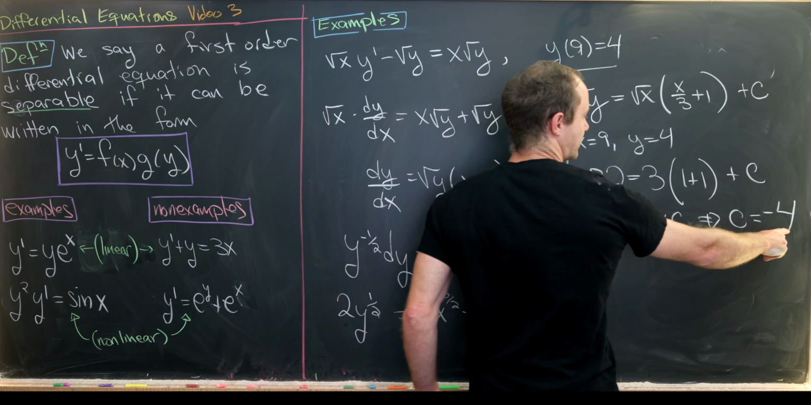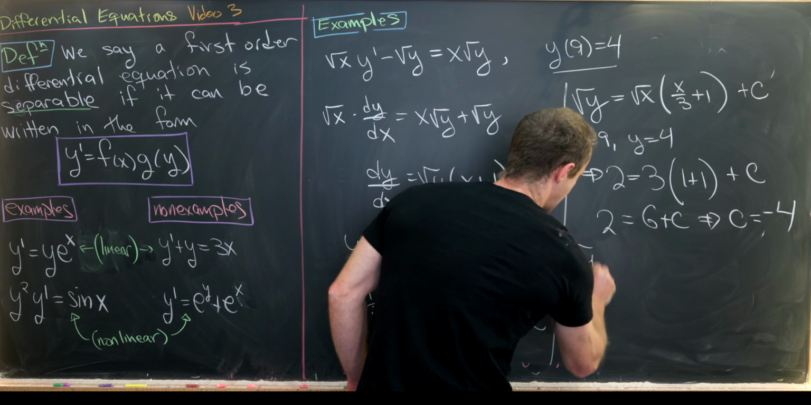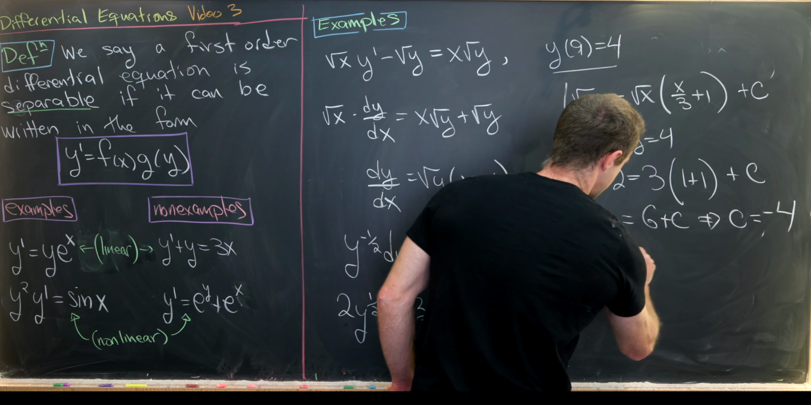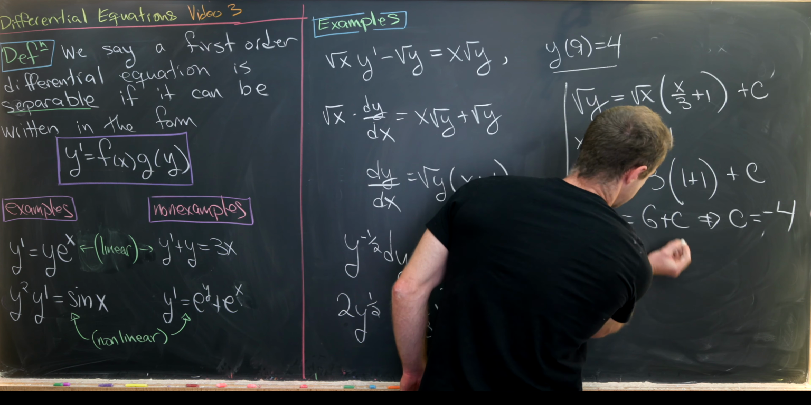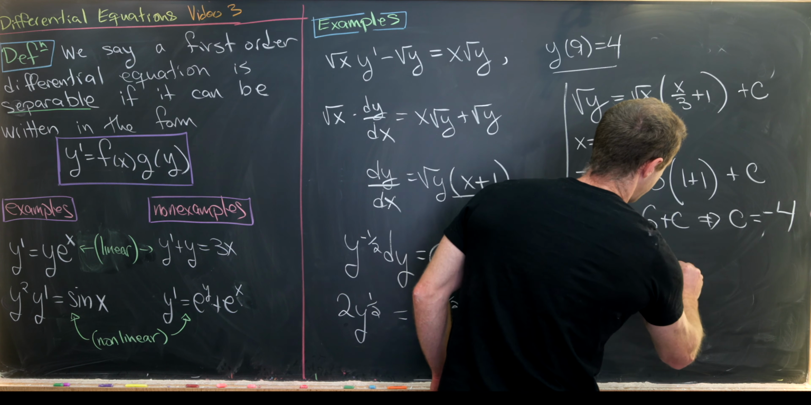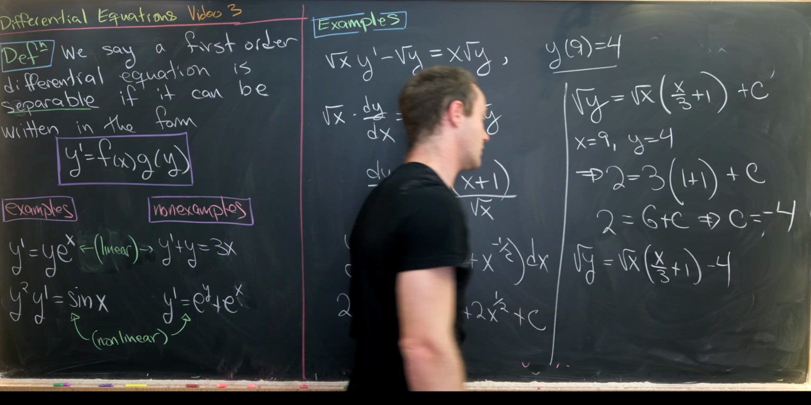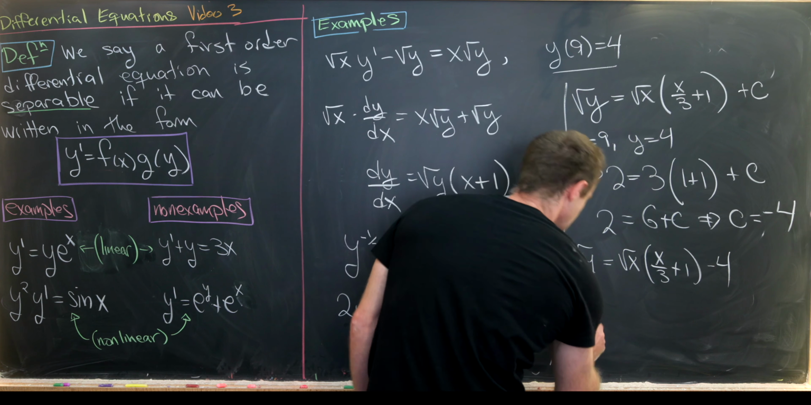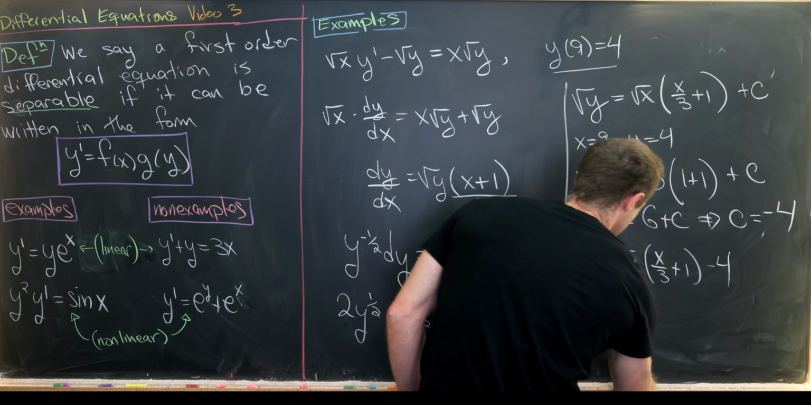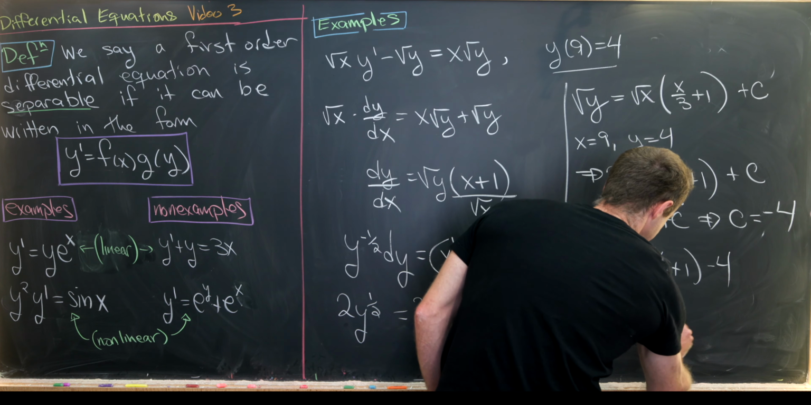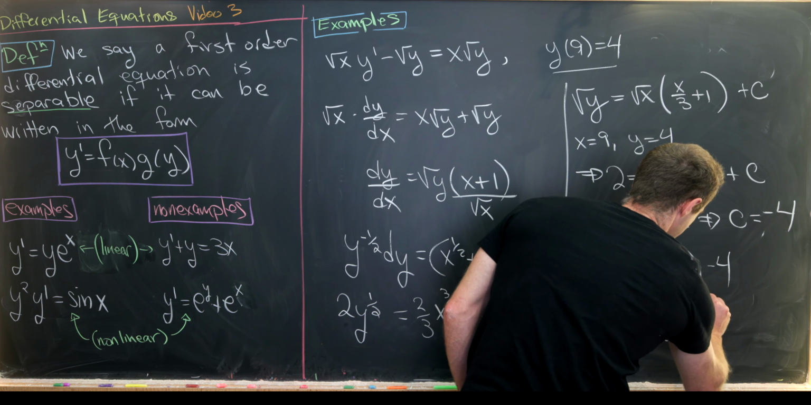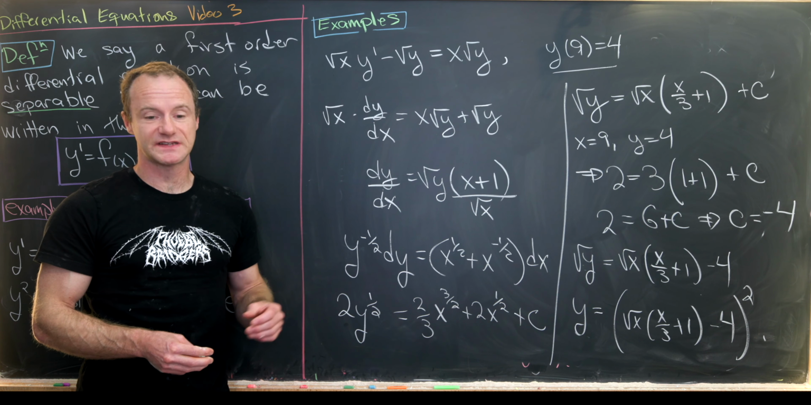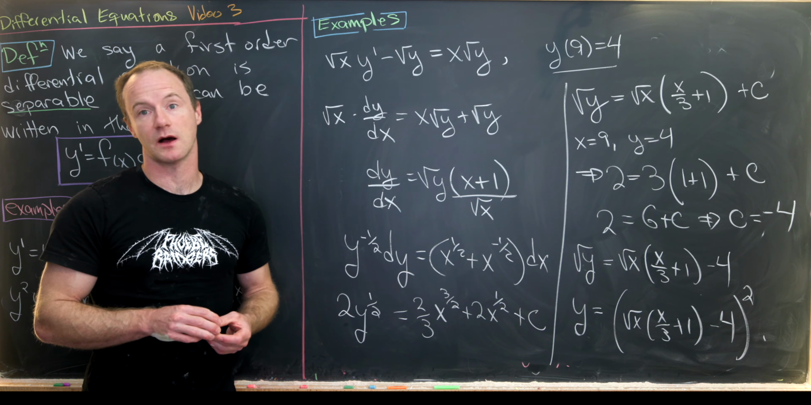Okay, so that means we can plug that in up here, and we have the square root of y is equal to the square root of x times (x over 3 plus 1) minus 4. And then to finish this whole thing off, we can square both sides, and that'll give us y equals the square root of x times (x over 3 plus 1) minus 4, all squared. Okay, let's do one more simple example, and then we're going to look at some more complicated ones.